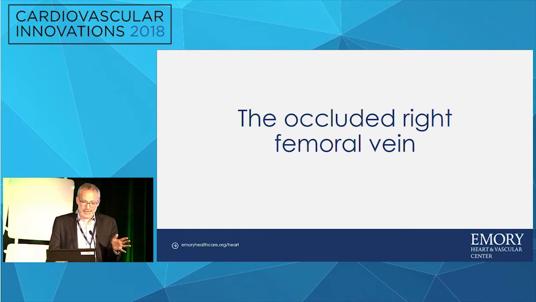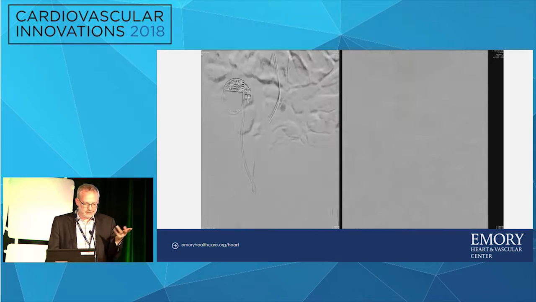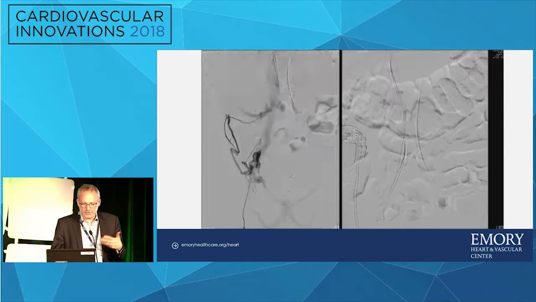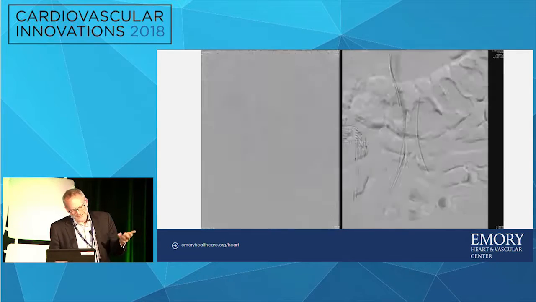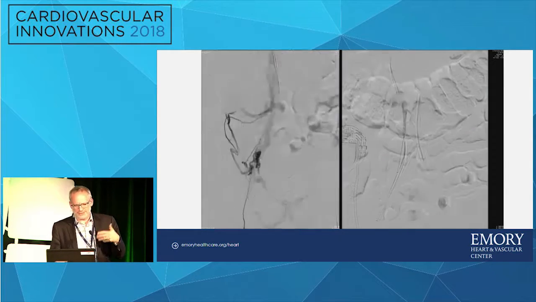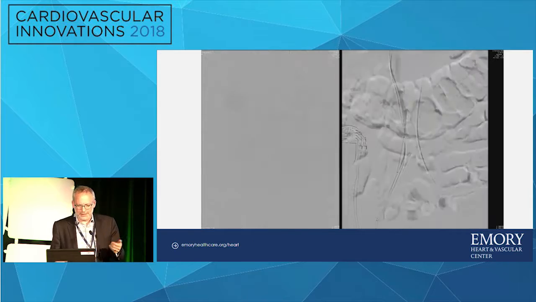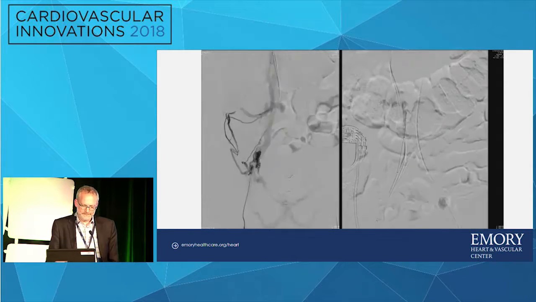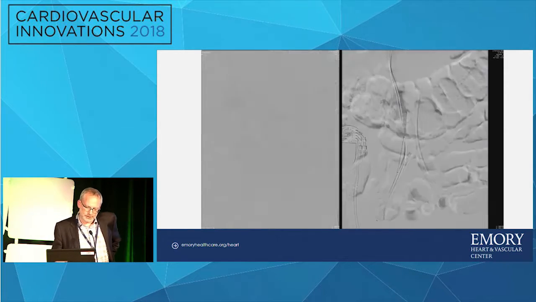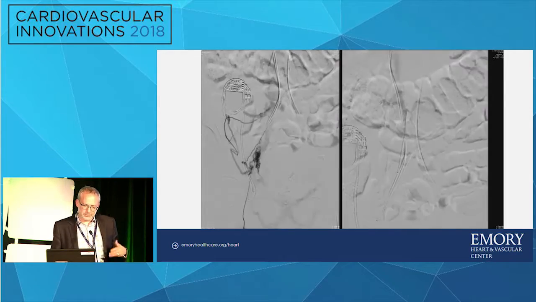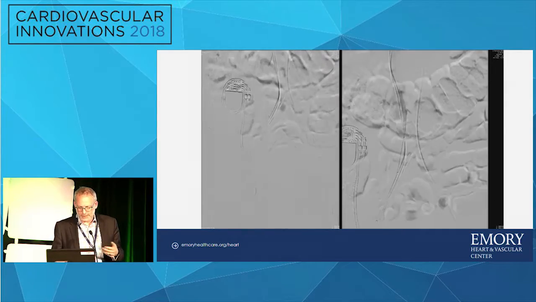Real quickly, because I get asked this question all the time, can you do the procedure if the vein's occluded because you have to go from the right? And the answer is sure you can. I mean, here's a case where, I don't remember the story, but for some reason their pacemaker wires had to be pulled down to the leg, and there's a pacemaker in the groin, or I should say in the belly. But so it's completely occluded. So just recanalize it with a wire.